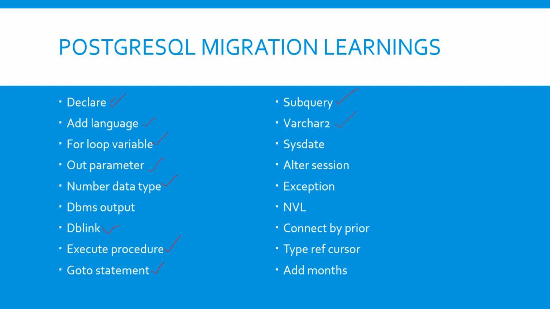And sysdate, this is very important. Here sysdate is not supported. Instead of sysdate you need to use clock_timestamp and current_date. If you want a timestamp you need to use clock_timestamp, otherwise if you want only the date, you can directly use current_date. And here alter session will not be supported. Instead of alter session you need to use set schema or set something equal to something.